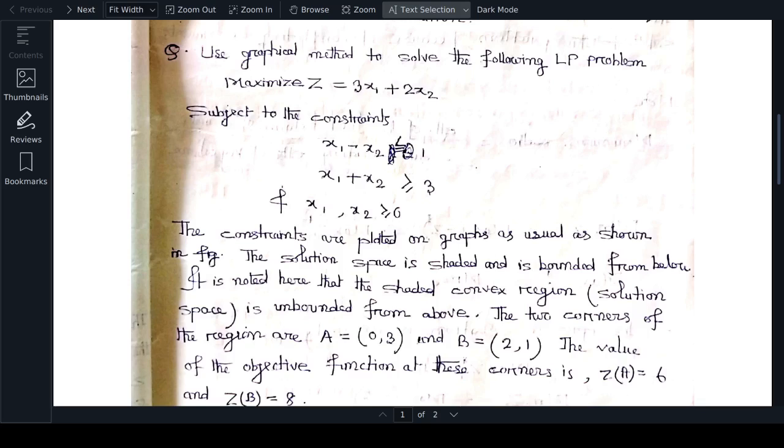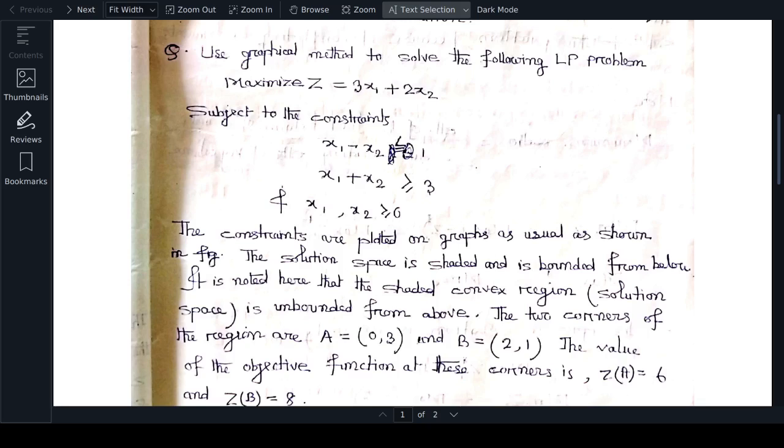So we use the graphical method procedure. Next you see its objective function is maximization. Remember its objective function is maximization. And next you see the constraints. Here one constraint is x1 minus x2 less than or equal to 1. And another constraint is x1 plus x2 greater than or equal to 3.